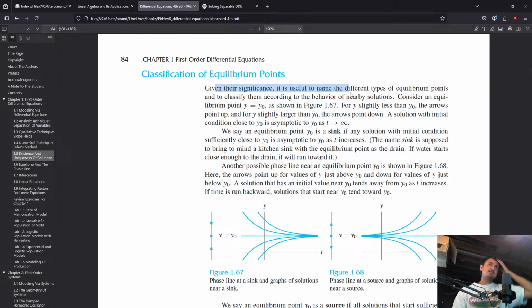Given their significance, it is useful to name the different types of equilibrium points and classify them according to the behavior of nearby solutions. Consider an equilibrium point.